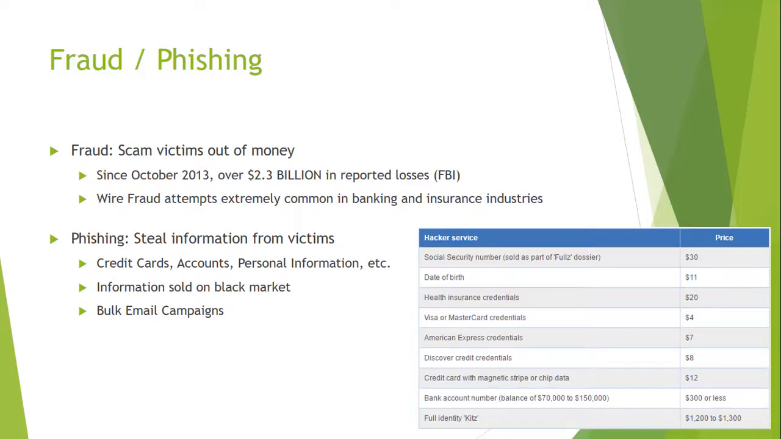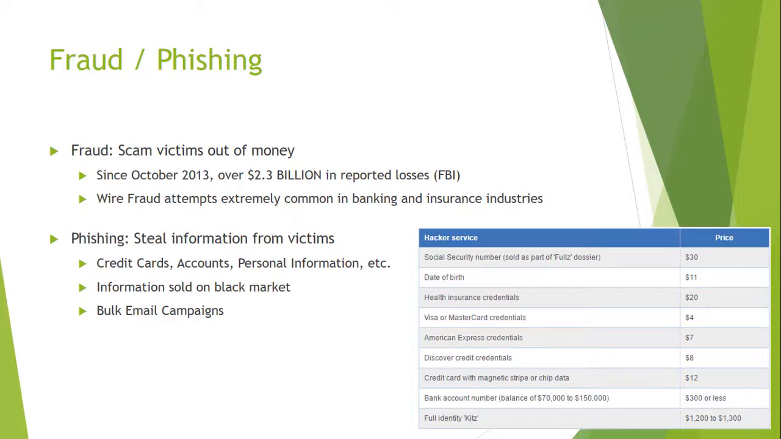Fraud is a term used for activity meant to scam victims out of money. So the FBI in 2013 started tracking statistics on this and found that over $2.3 billion of losses had been reported since then in about a 3-year period. Many of these losses came about because of wire fraud attempts.